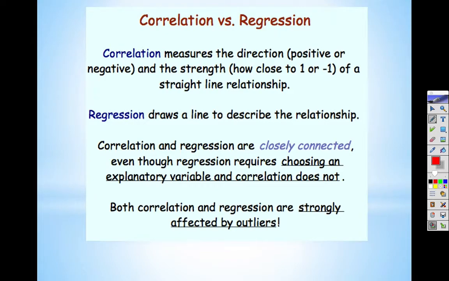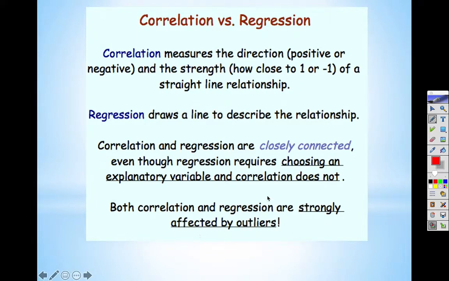Regression is the line equation itself. Regression draws the line out of the scatter plot and describes the relationship. Correlation and regression are absolutely closely connected. What you do want to remember is that you want to have a good correlation before you go ahead and use regression. Because if your correlation is bad, then the answer to the regression line isn't all that good either. It's not a very useful tool.